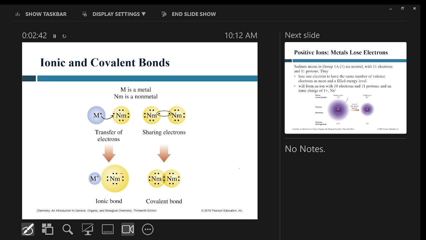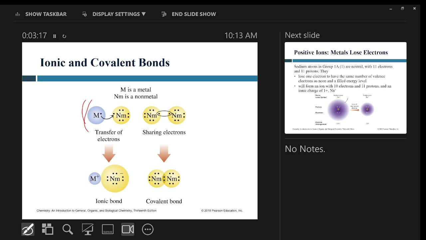Now, this is the nice, pretty pictures of these. So right here we have a transfer of electrons over on this side with a metal and non-metal. This is going to be ionic bonding, where we actually lose an electron or more to the other, the non-metal. Okay? And again, this is because the metals are very loosely holding their electrons. They have very weak attractions to their electrons compared to the non-metals. Okay? Remember those periodic properties we finished the not previous chapter but the one before that?